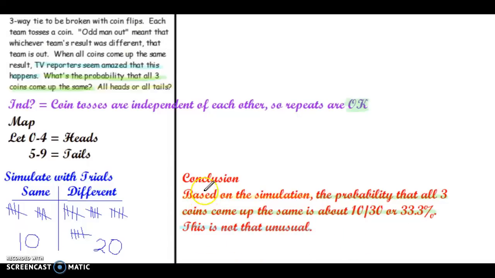So in my conclusion, I've got, based on this simulation, because we were running a simulation, I've answered the question, and really I've used the question, what's the probability that all 3 coins come up the same? The probability that all 3 coins come up the same is about 33.3%. And then I've written a comment drawing some conclusions that this is not that unusual.